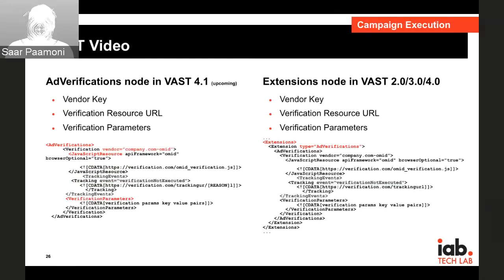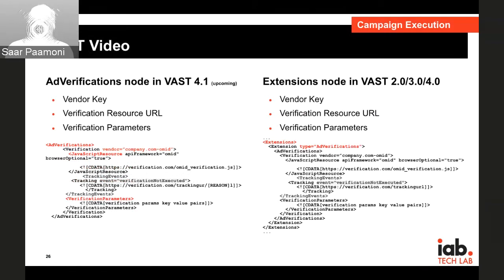For video execution, the VAST 4.1 spec is upcoming. It's in the final stages of preparation. Again, the same set of parameters needs to be provided. Really, the difference between VAST 4.1 on the left side and VAST 2, 3, and 4 on the right side is that in VAST 4.1, this ad verification node is a first-class node in the XML. In earlier versions, this will be an extension.